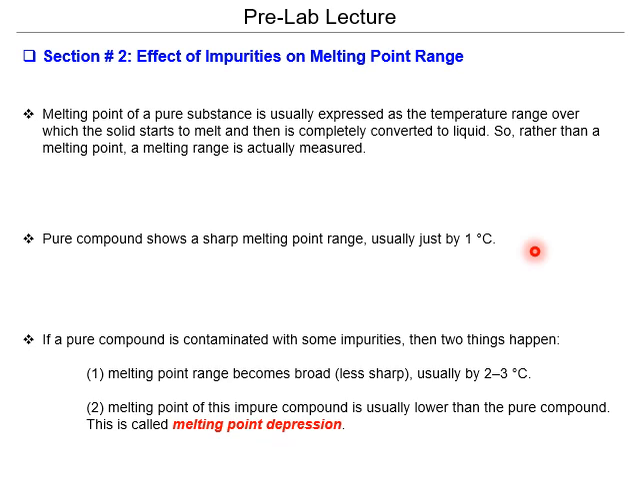If a pure compound is contaminated with some impurities, then two things happen. At first, the melting point range becomes broad, less sharp, usually by 2 to 3 Celsius. And the second is that the melting point of this impure compound is usually lower than the pure compound. This is called melting point depression.